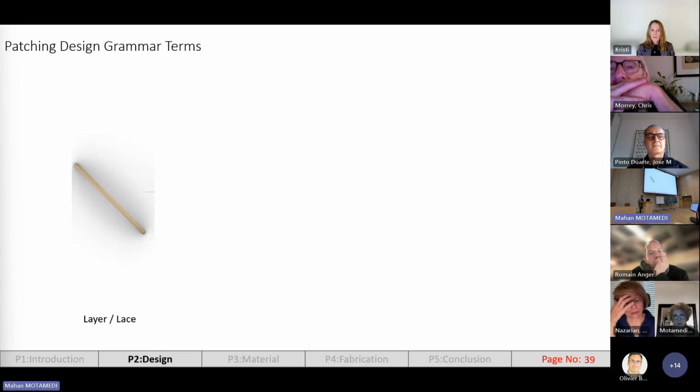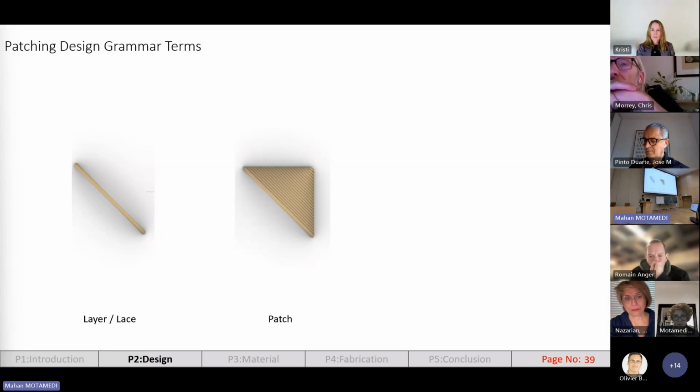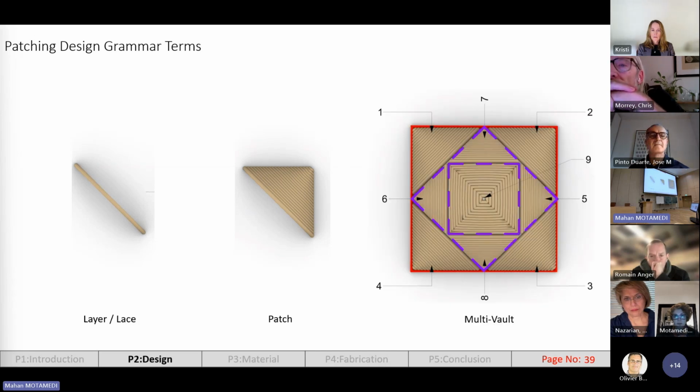In order to introduce the patching design grammar, several terms should be defined in advance. First is a layer. Layer or lace is a continuous mortar extruded from the digitally controlled nozzle. The second one is a patch. Patch is a 3D printed domain in which the lace is continuously printed. And the last is a multi-vault. Multi-vault is the aggregation of several interconnected patches. As you can see here, we have a multi-vault with 9 different patches covering a square boundary.